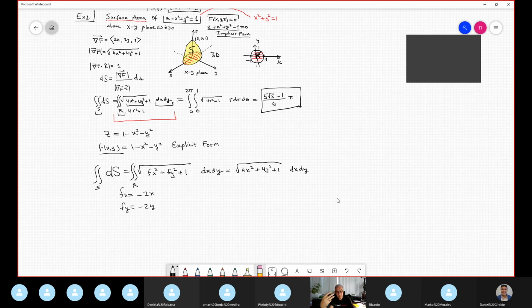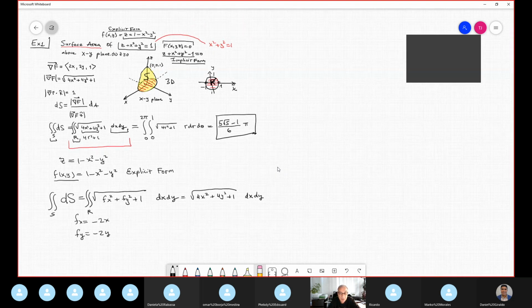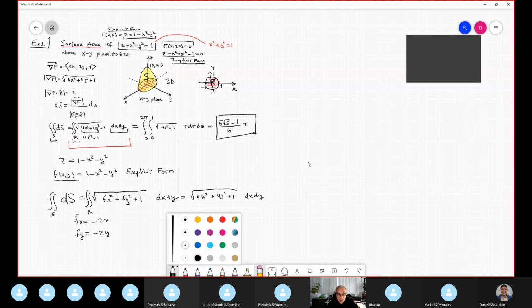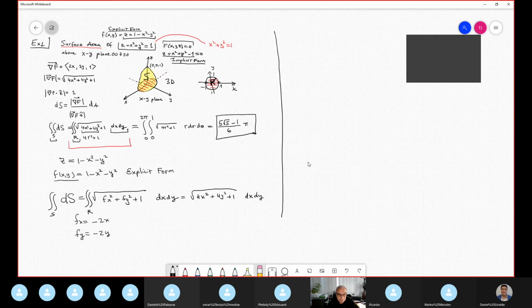Explicit. So it depends, guys, on the problem. Sometimes it's easy explicit, sometimes it's easy implicit, or sometimes it's easy parametrization. When you have a maybe complicated surface, it's much better to use parametrization. Let's do it using parametrization.